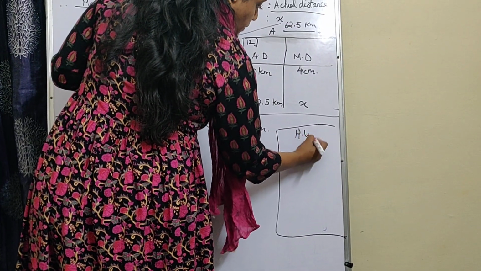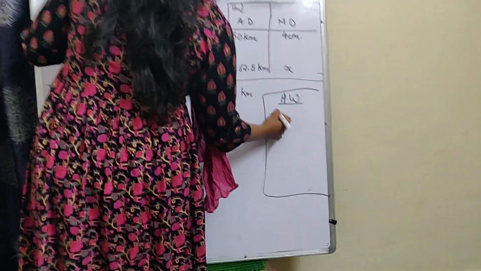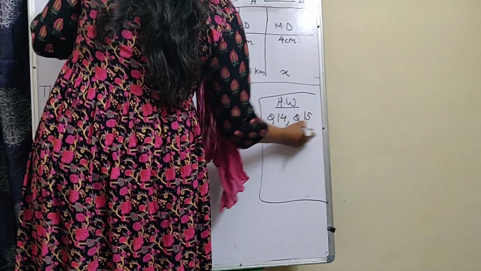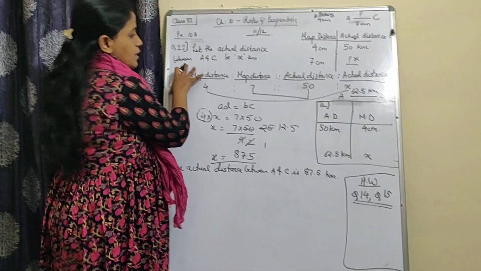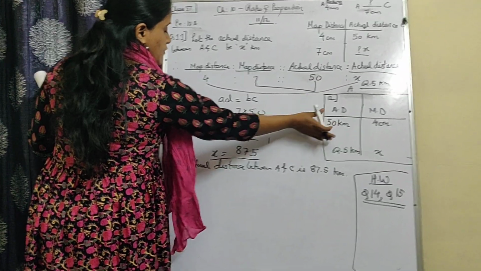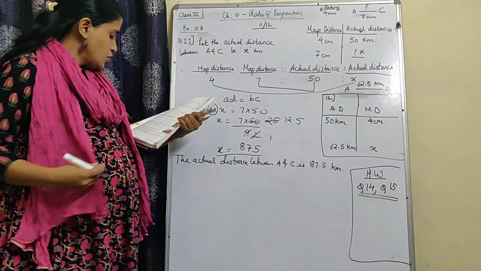Your homework will be question number 14 and question number 15. So these two questions are your homework. First complete question number 11, then question number 12, read it, make the framework. I have given the framework. You can do question number 12 on your own.